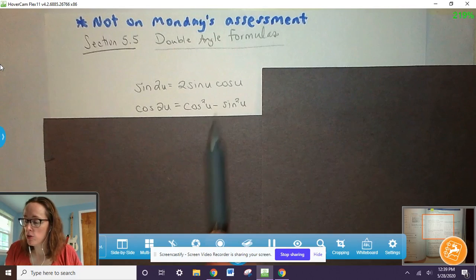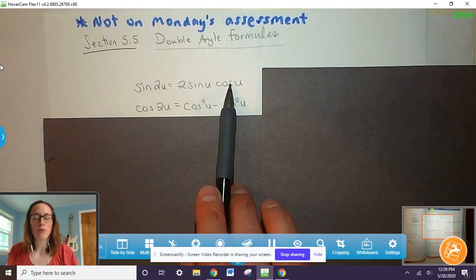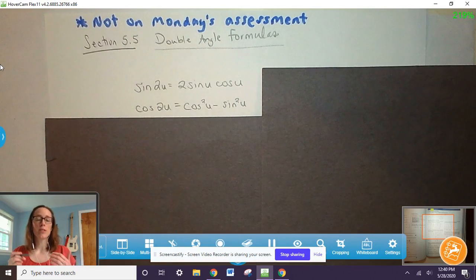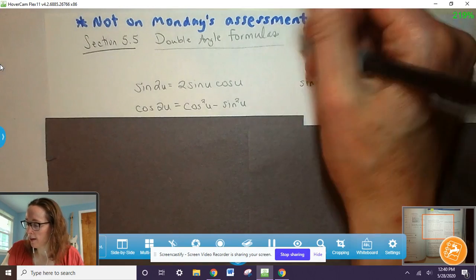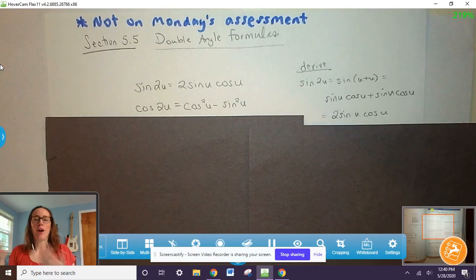So the sine of 2u is equal to 2 times the sine of u times the cosine of u. And a formula for cosine 2u is cosine squared u minus sine squared u. And what's kind of neat about these formulas, in my opinion, is that you can pretty easily derive them. That's not "drive." The word is derive. So based on things you already know, you can actually figure out these formulas.